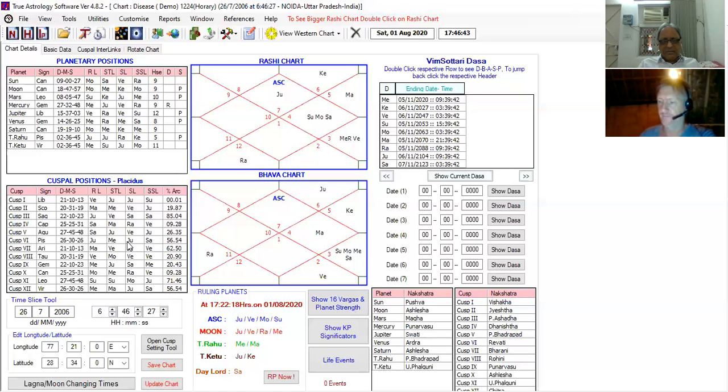Jupiter is also appearing in 6 and 12. So what will happen? The disease will not be recovered. The disease will be a permanent nature disease.